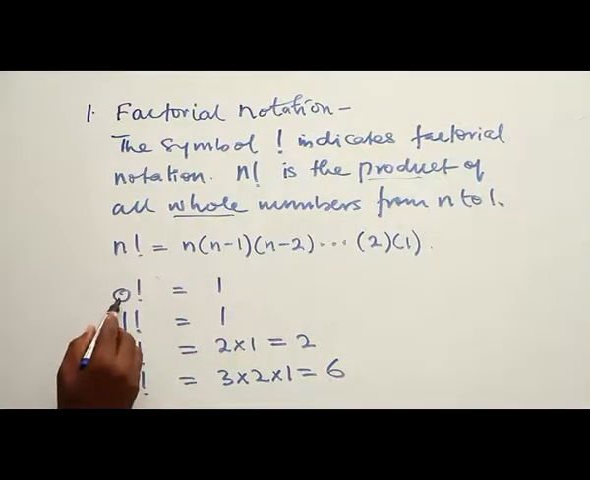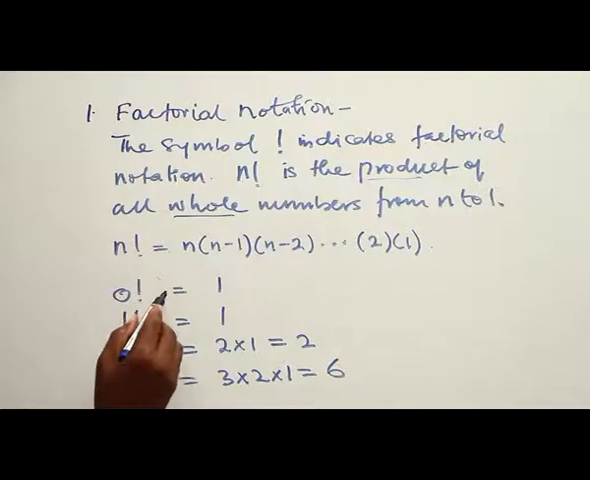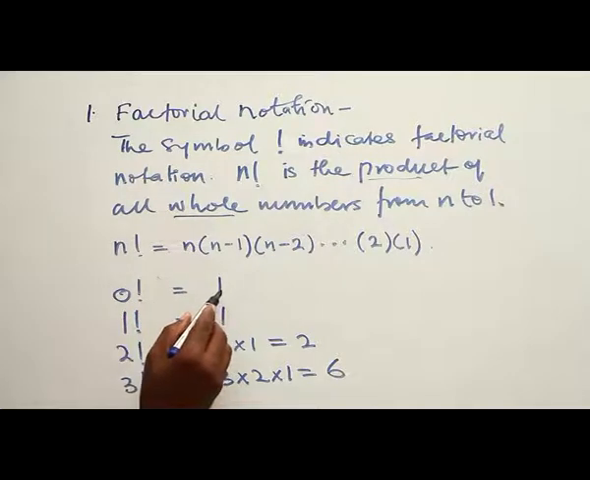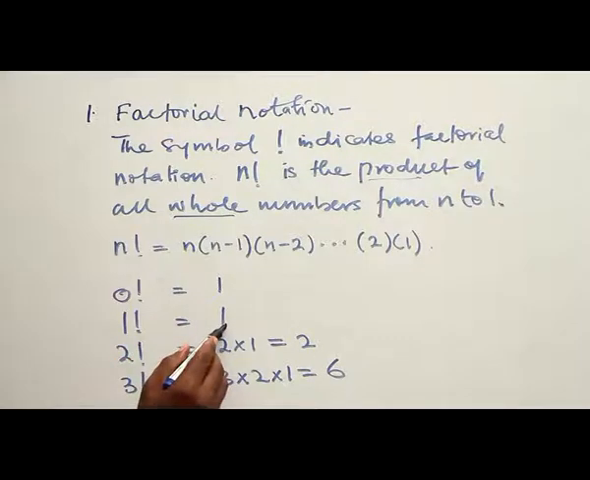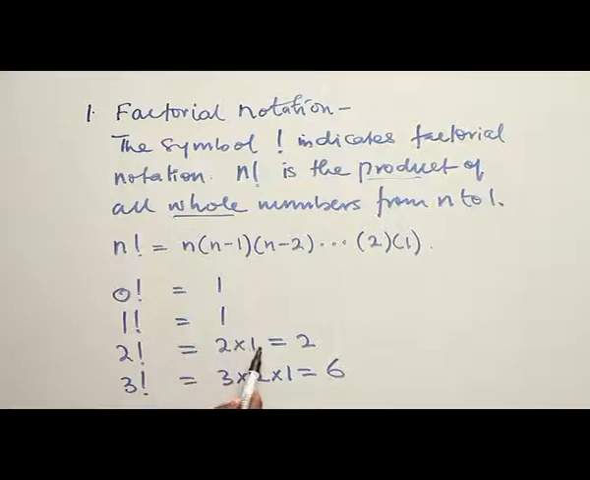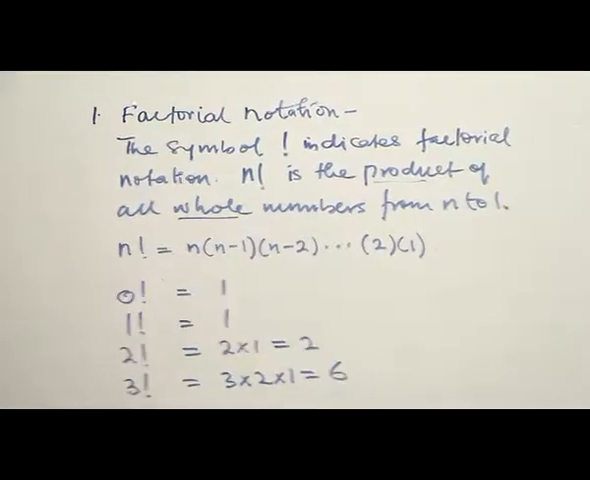Thus, 0 factorial has been proved to be equal to 1. 1 factorial is also equal to 1. 2 factorial is 2 times 1, equal to 2. 3 factorial is equal to 3 times 2 times 1, equal to 6, and so on. We shall now take a look at some examples.